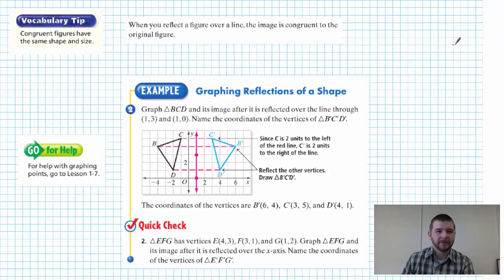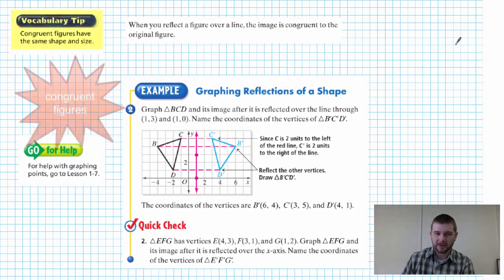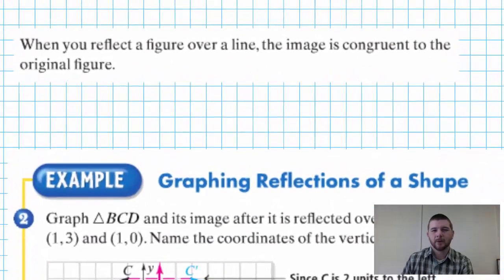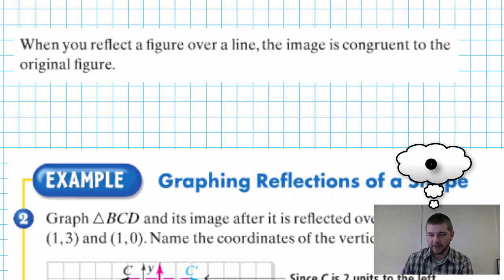A vocabulary tip for this section: congruent figures have the same shape and size. When you reflect a figure over a line, the image is congruent to the original figure. So if we reflect a point over a line, we get a point. If we reflect a line segment over a line, we get a line segment of equal length. They'll be congruent. If we reflect a triangle over a line, we will get a new triangle, the image, that is congruent to the original triangle.